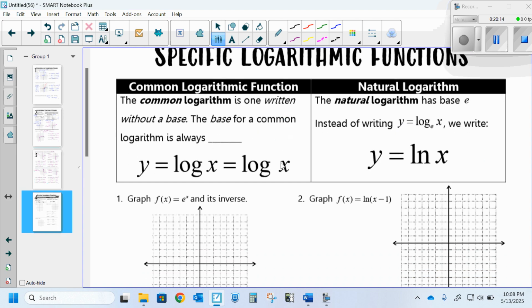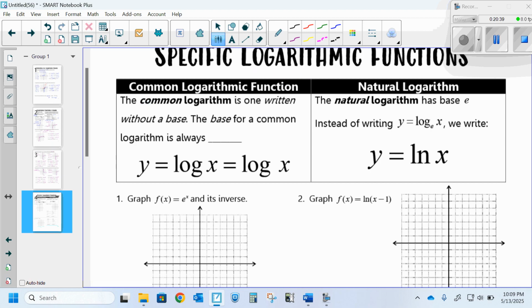All right, there are two special logs that you need to know, and you guys are going to be using these for several more years to come, if you stick with higher level mathematics or if you head into higher level mathematics. There are two common bases, highly used.